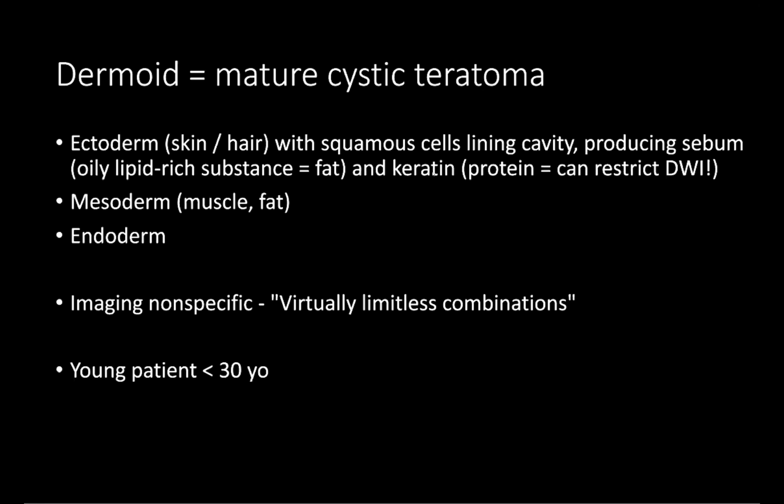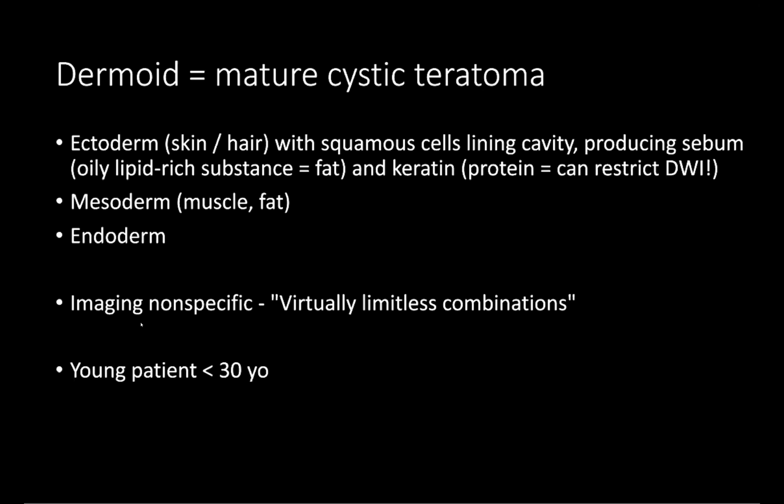And then it also makes keratin, which is rich with protein, and these can actually restrict on diffusion. So that's another thought to be a specific sign for a dermoid, which was alarming and interesting to me, because if I saw a solid component that was restricting, I would think that would be malignancy, but the keratin can actually do that. There's less amounts of mesoderm, which can be muscle and fat, and even less endoderm.